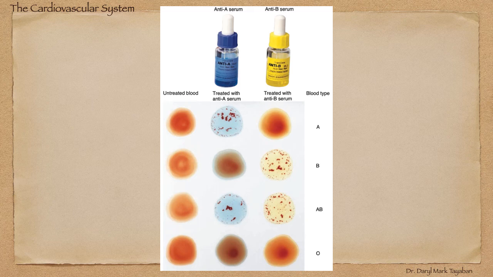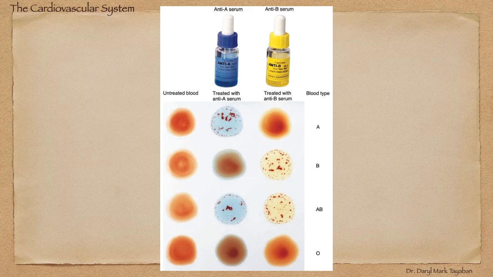Let's organize my thoughts. If we place the solution and it clots, it means that that's your blood type. So if it's A, it's blood type A. If it's B, your blood type is B. If both of them clot, it's your blood type AB.